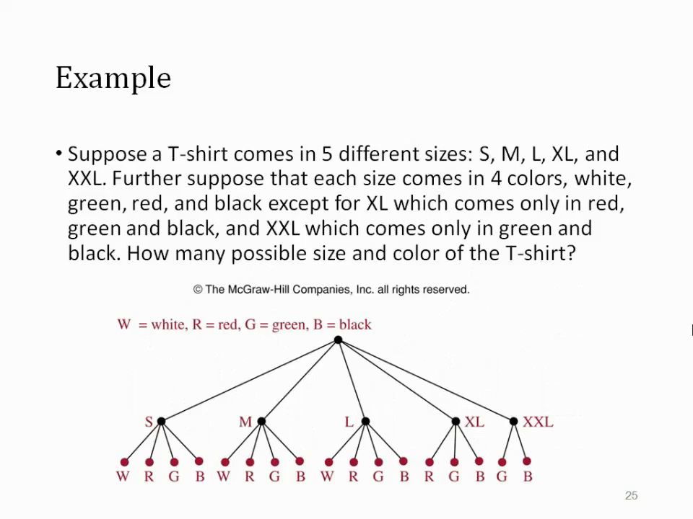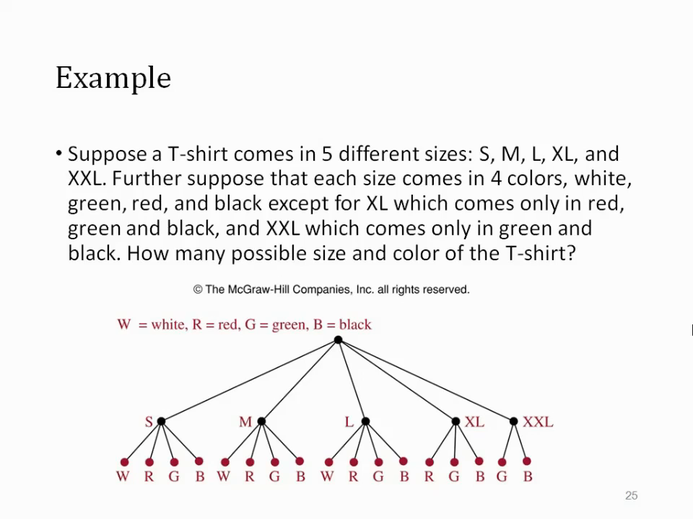Suppose a t-shirt comes in 5 different sizes: small, medium, L, XL, and double XL. Further, suppose that each size comes in 4 colors: white, green, red, and black, except XL, which comes only in red, green, and black, and double XL, which comes only in green and black. How many possible sizes and colors of t-shirts are there?